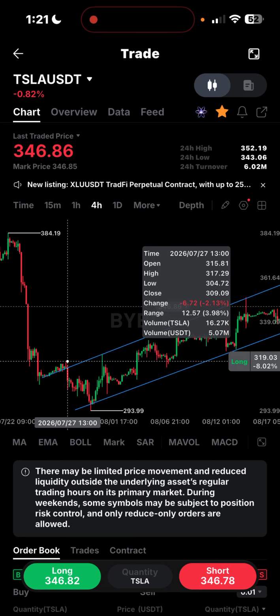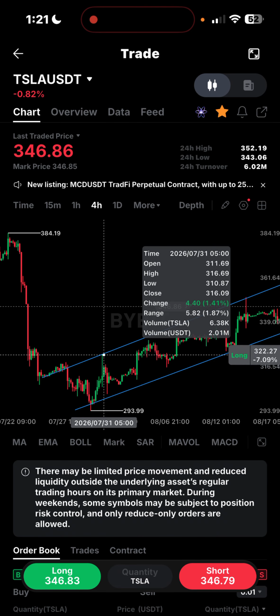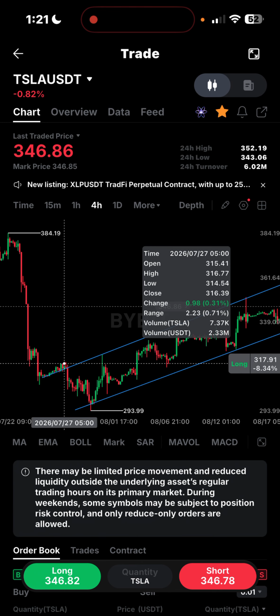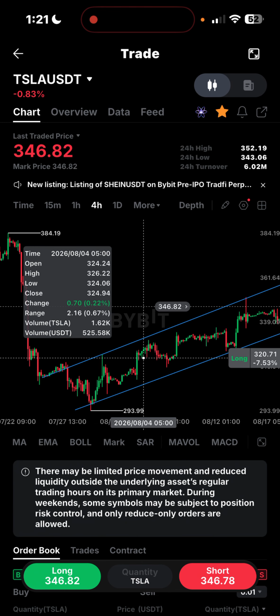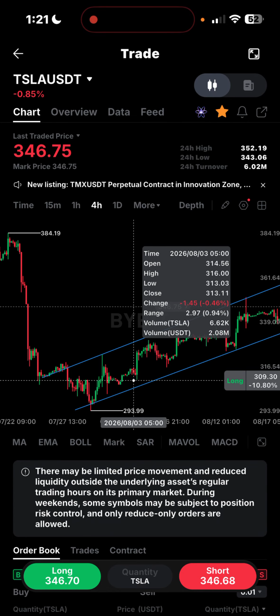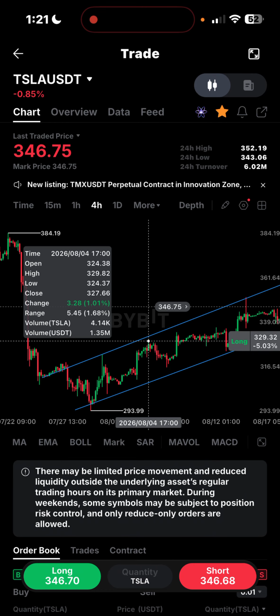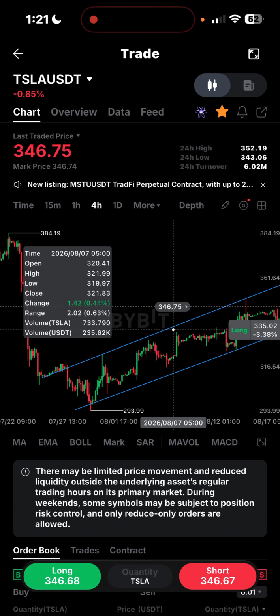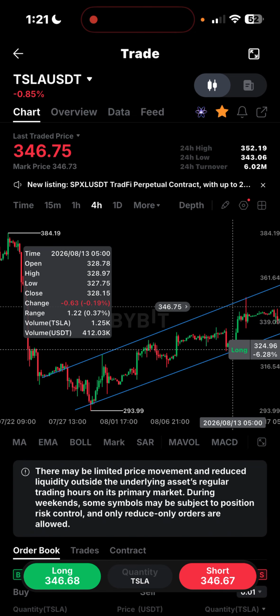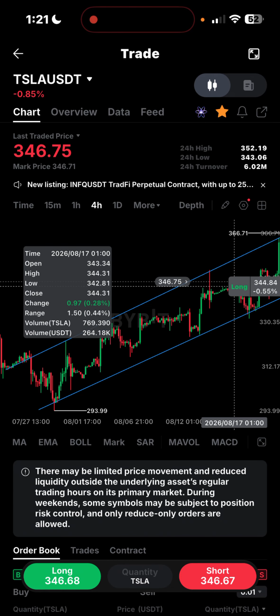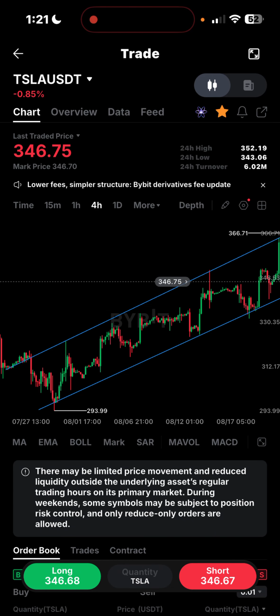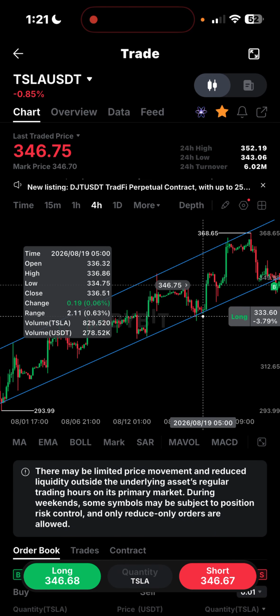The price breaks above this. This is the previous high. This is the higher high. This is the higher low. Higher high, higher low, higher high, higher low. Higher high here. We have the higher low here. We have the higher high here. We have the higher low here. As you can see, as price is moving, it is breaking the previous price.